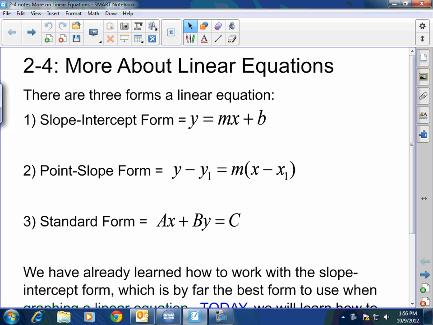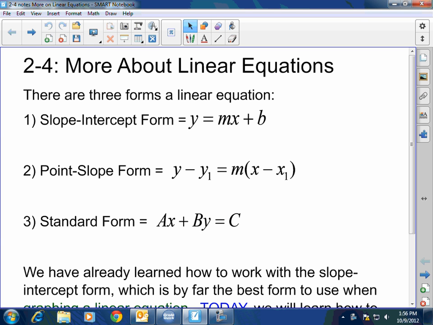Today we're going to talk about 2-4, more about linear equations. This will be the last section that we're going to learn for this first quarter. Okay? You're going to have a test on 2-1 to 2-4 on Thursday.